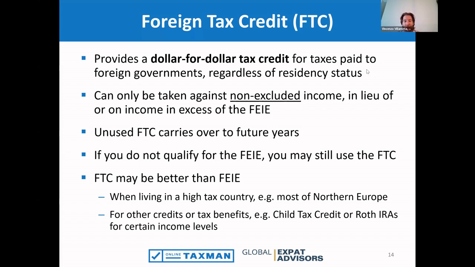Like if you're living in a high tax country, whether it's the UK or Northern Europe, it allows you to get a child tax credit potentially in the US or Roth IRAs. So it's always good to have this analysis on whether it's better to do a foreign tax credit or foreign earned income exclusion.